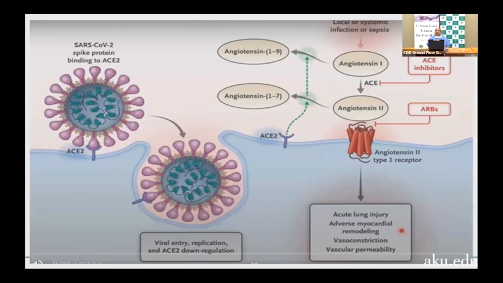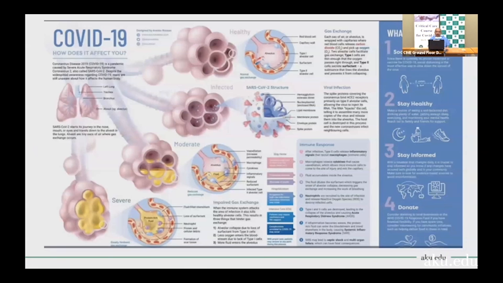This slide tells you how the coronavirus acts. It binds with the angiotensin II receptors, leading to downregulation of the ACE2 enzymes. You see four pathophysiological entities: acute lung injury, myocarditis, severe cardiogenic shock, and severe vasoconstriction with a vascular permeability problem, which comes with severe ARDS and bilateral lung infiltrates.